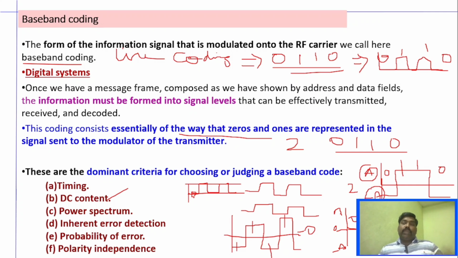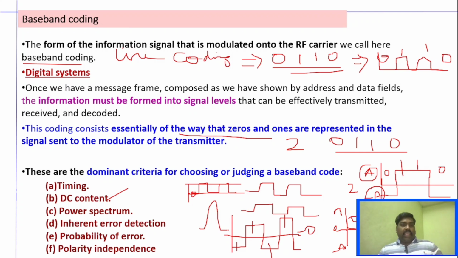And what is power spectrum, right? The frequency response of different coding techniques is completely different, right? And we should have a narrow response so that we can have minimum error. That is, it can filter the errors if the response is very narrow. And inherent error detection. This is a very important criterion.